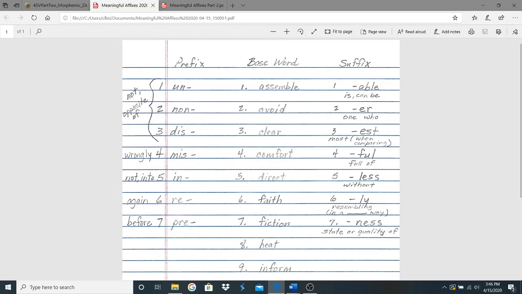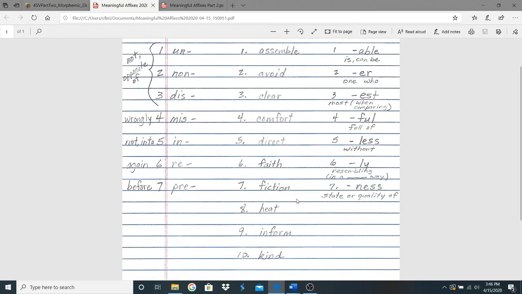Ly on a word turns it into an adverb, which gives more information or describes a verb. Ness at the end of a word means the state or quality of. The word darkness means the state or quality of being dark. And the base words that we're working with today are assemble, avoid, clear, comfort, direct, faith, fiction, heat, inform, and kind. We have 10 base words that we're working with.